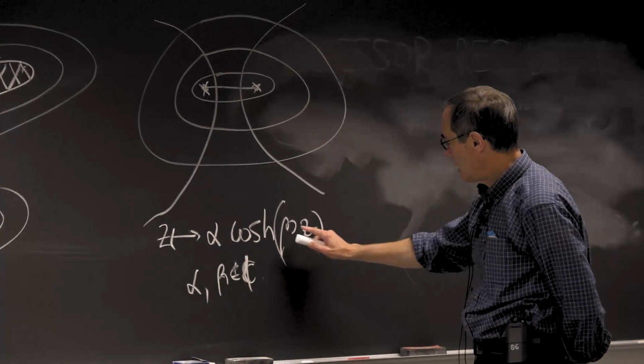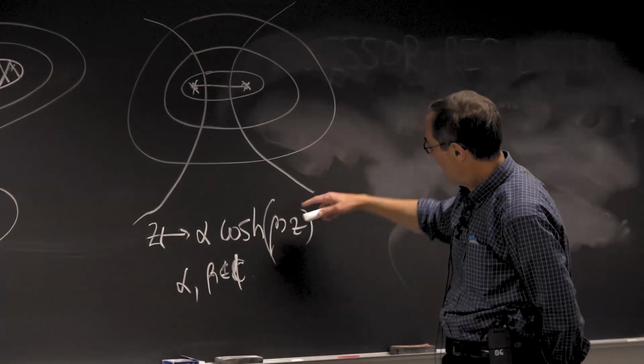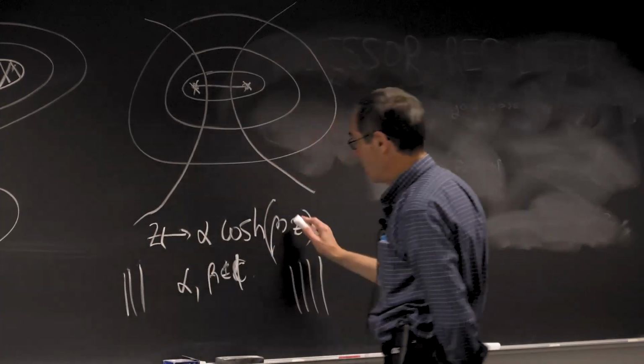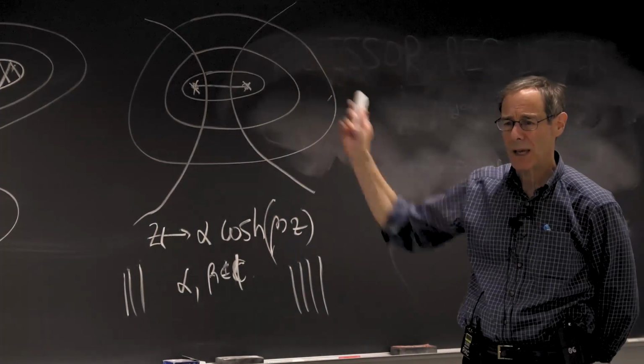And z is, if you take some parallel lines in here, and you take their image, they'll be one of these families of things.